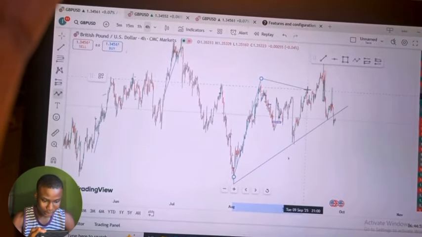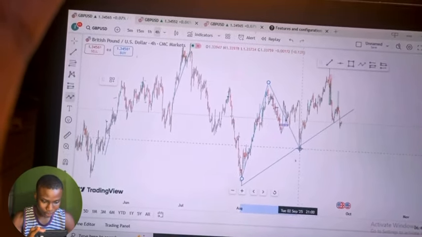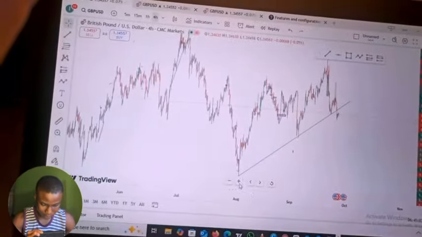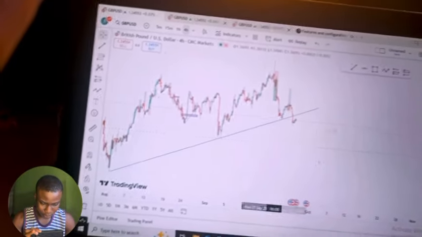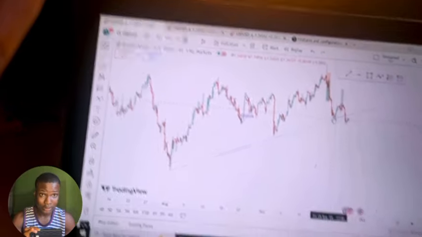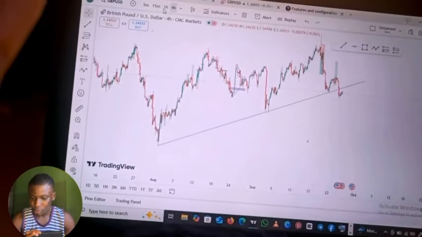You guys can see it: impulsive, retracement, impulsive and retracement. So let's move to the smaller time frame and see what it's saying. I was able to connect this trend line from 1, 2 and 3. So let's go to the 1 hour time frame to see what it looks like.